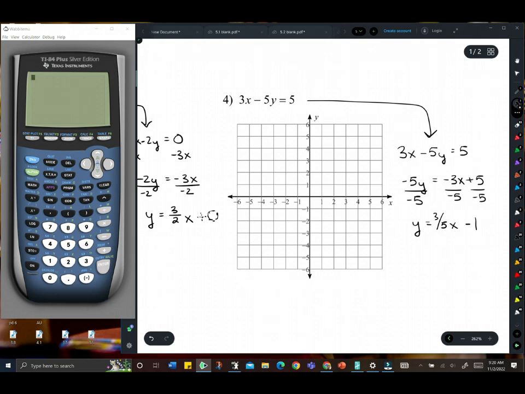Be careful, dividing two negatives, those do become positive. A positive over a negative becomes negative. So 3/5 x minus 1, plot that there. Check using the calculator if you need. And other than that, you can call it a day.